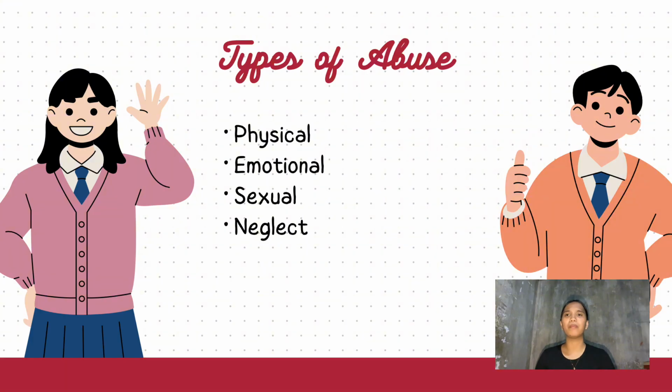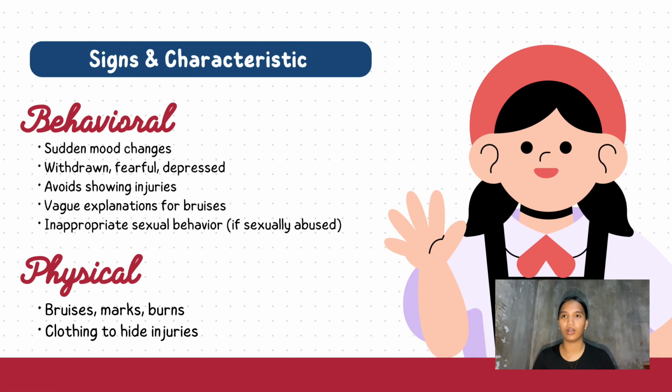And ano-ano nga ba yung sign and characteristic nito? So, yung signs of abuse include sudden mood change, withdrawal, fear, sadness, and depression. So, some of the students tinatago nila yung mga pasa na natatamo nila, and nagbibigay sila ng maling information or maling sumbong kung saan nila nakuha yung pasa. And emotionally and sexually abused students may experience trauma in drawing or writing or show inappropriate sexual behavior.